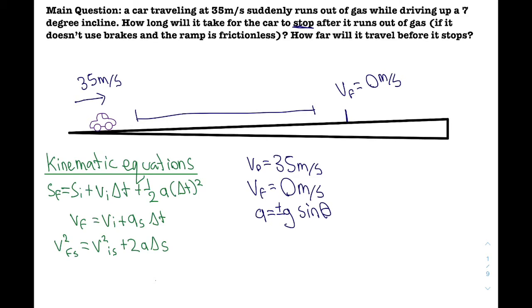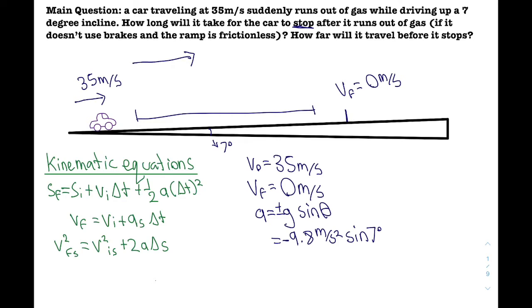Since we know g is 9.8 meters per second squared, and the incline is 7 degrees, so it's going to be sine theta. And it's also pulling the car backwards. And since we're describing this direction as positive, the acceleration will be pulling the car backwards, and thus it will be negative.